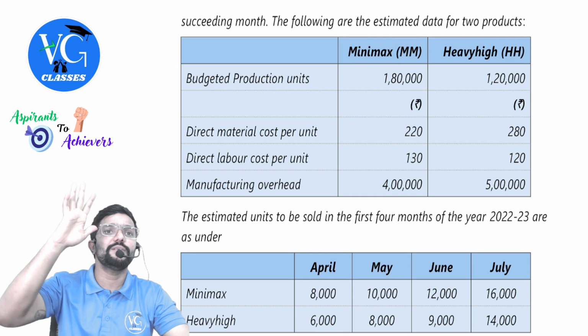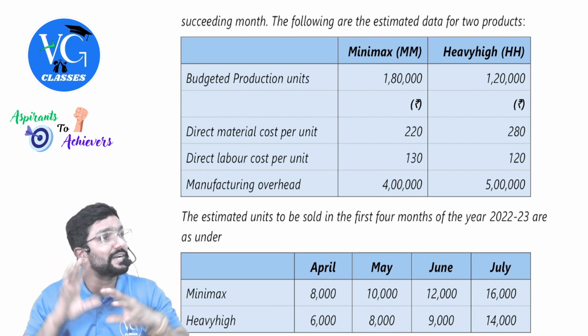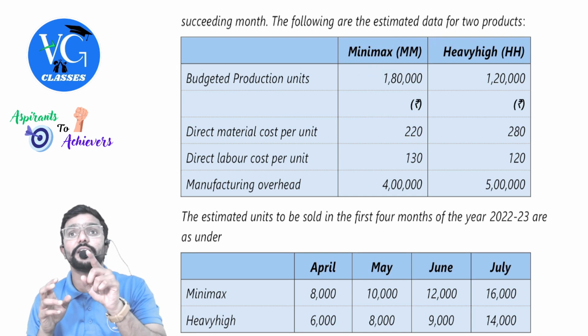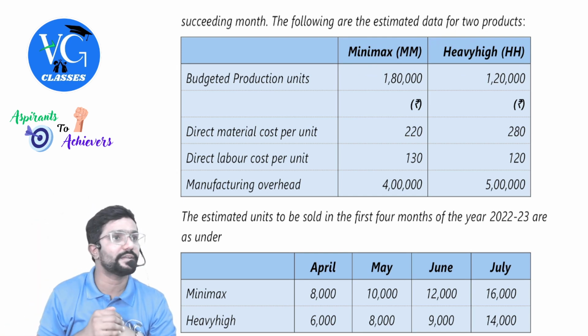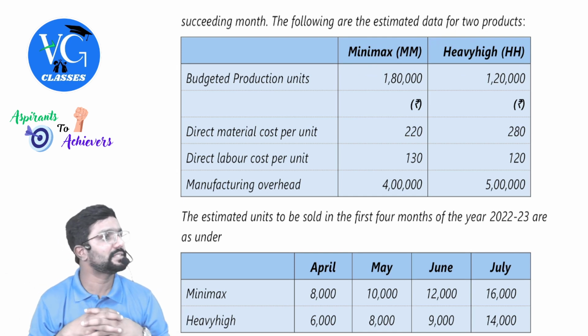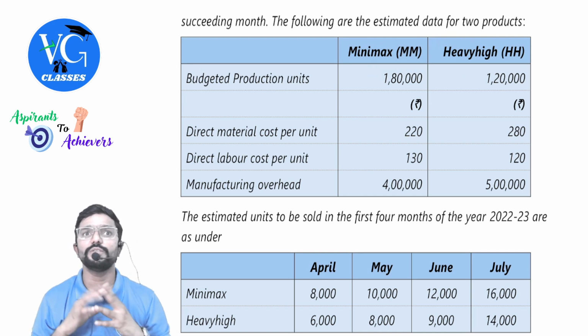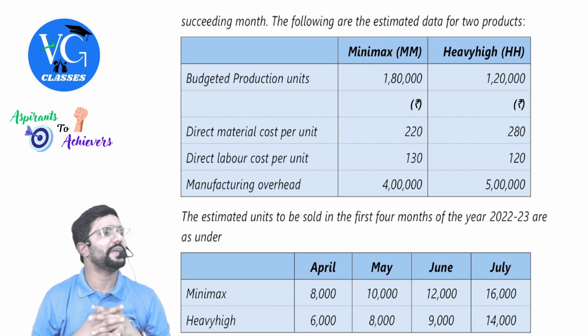Guys, when it is semi-variable and all, we used to find out the variable portion. How did we do it? Change in cost divided by change in output. That is when 2 period data or 2 activity level data is given for the same product. Here, these two are not the same. Minimax is different, ABI is different. So you cannot do that. So assume it to be variable. Manufacturing overhead is given, so assume it to be variable.